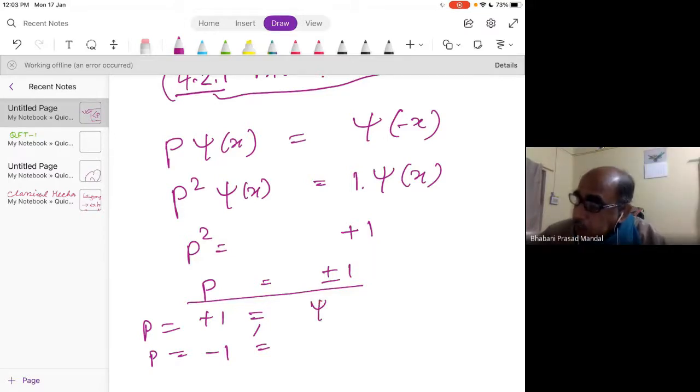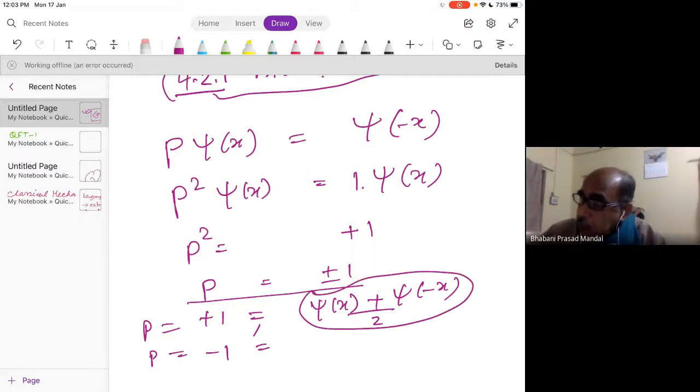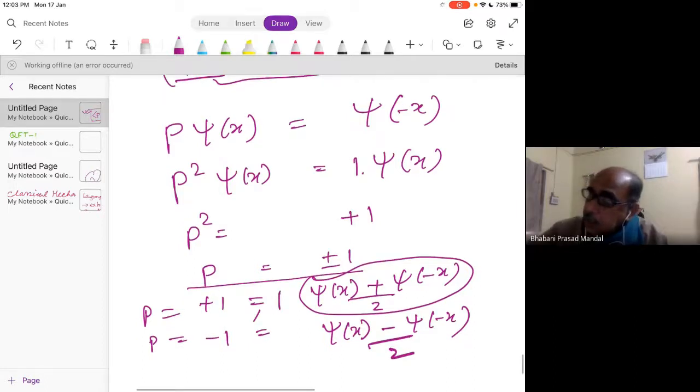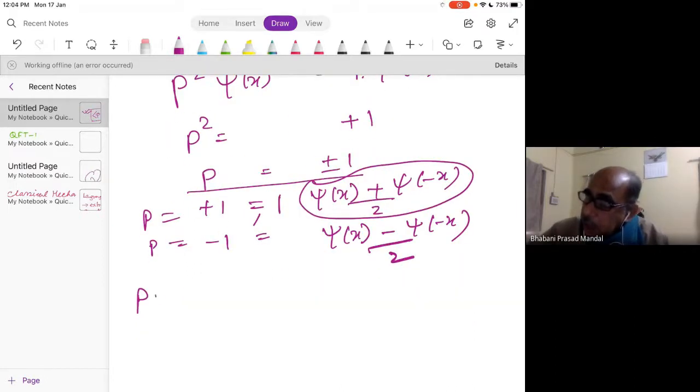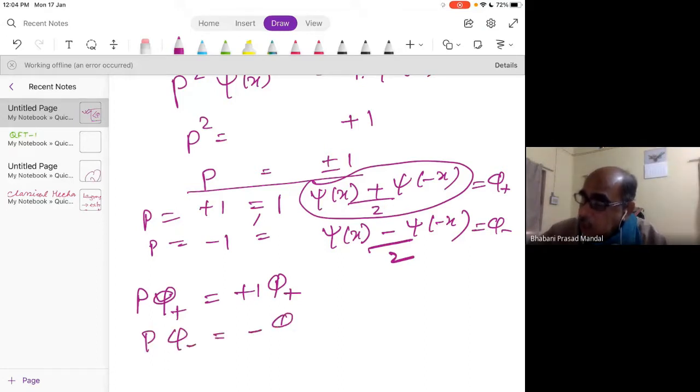The eigenfunction will be psi of x plus psi of minus x, divided by 2, which is normalized. This is the eigenfunction for parity plus 1. The eigenfunction for parity minus 1 will be psi of x minus psi of minus x, by 2. Now act parity on some phi. Suppose this is phi plus and this is phi minus. Phi plus will give you plus 1 times phi plus. You can check yourself. Similarly, parity acting on phi minus will give you minus phi minus. Then only are the eigenvalues minus 1 and plus 1.